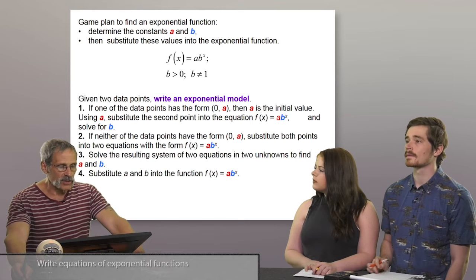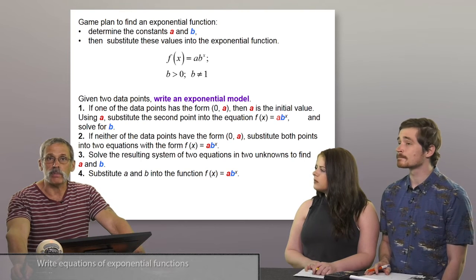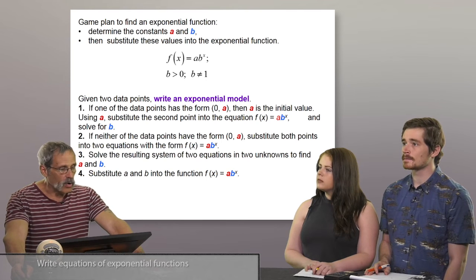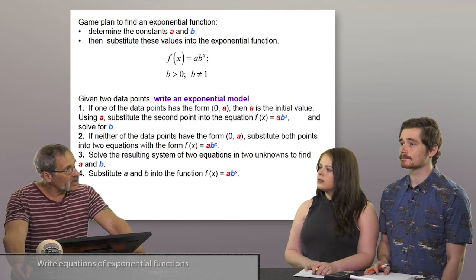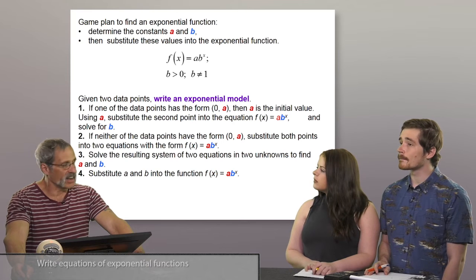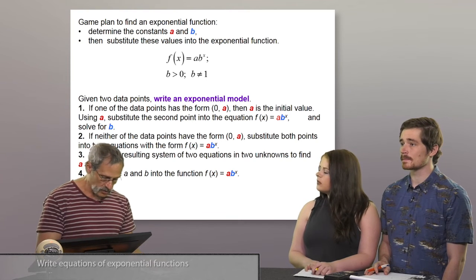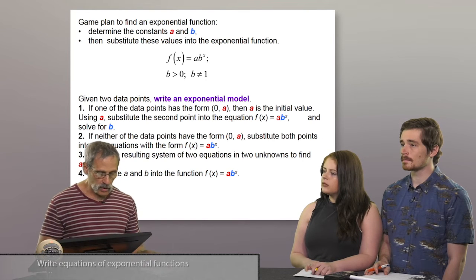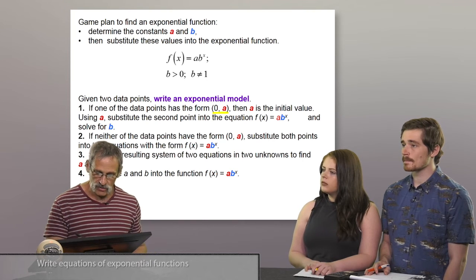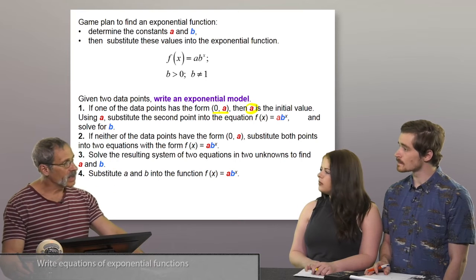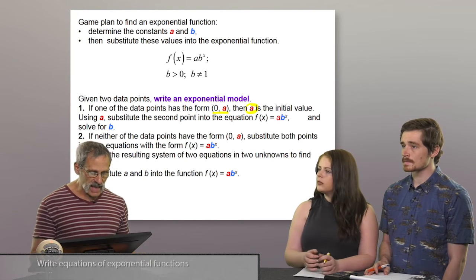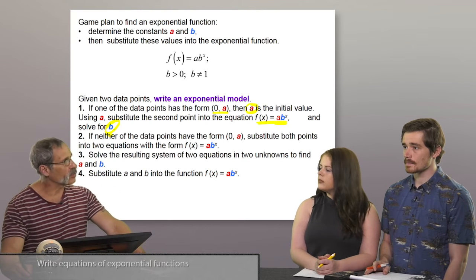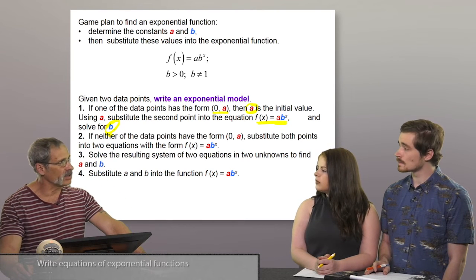Now the game plan is very straightforward. First of all, the bases have to be positive and not equal to 1. We want to find a and b. Now, what we're going to be given is 2 data points. Here's the best case scenario. One of the points is (0, a), so we know a outright. If that's the case, then using a, we can put the second point into this function and we can find b. In other words, we give you a, you find b by using the other point.